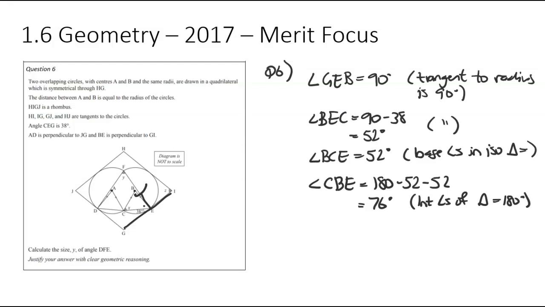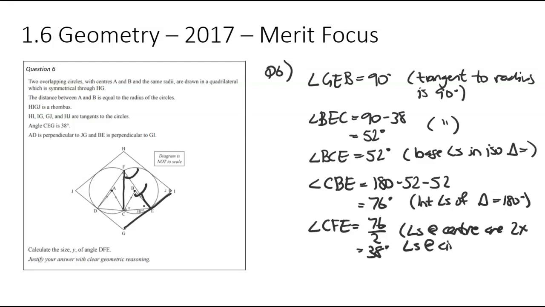Geez, we're getting there. Okay, we're now going to draw back that FC line, and we can figure out angle CFE, so that angle there. So angle CFE is going to be equal to 76 divided by 2, which is equal to 38 degrees. And that's because angles at the center are always twice the angles at the circumference. Angles at center are 2 times the angles at the circumference. So we're nearly there.